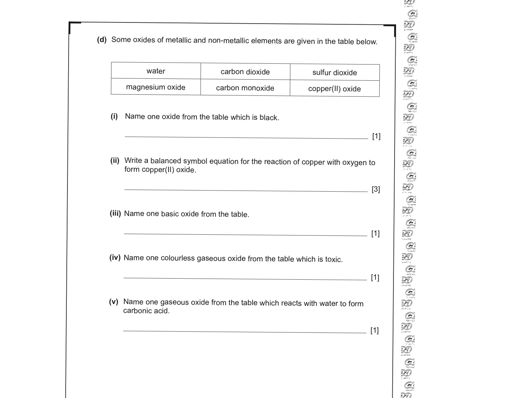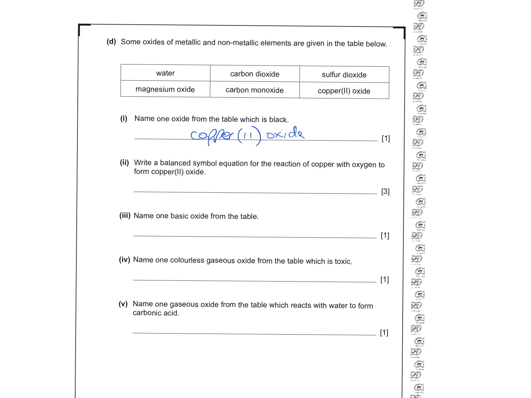On to D. Which one of the oxides is black? That's copper(II) oxide. Part 2, the reaction of copper with oxygen. Well, copper is Cu, oxygen is O2, and then it gives copper(II) oxide, which is CuO. And to balance it, put a 2 on the right and a 2 on the left.